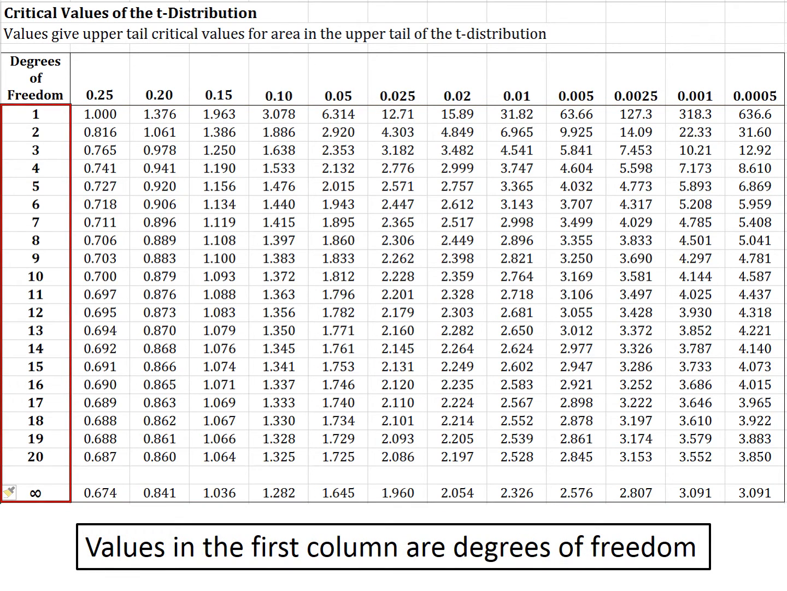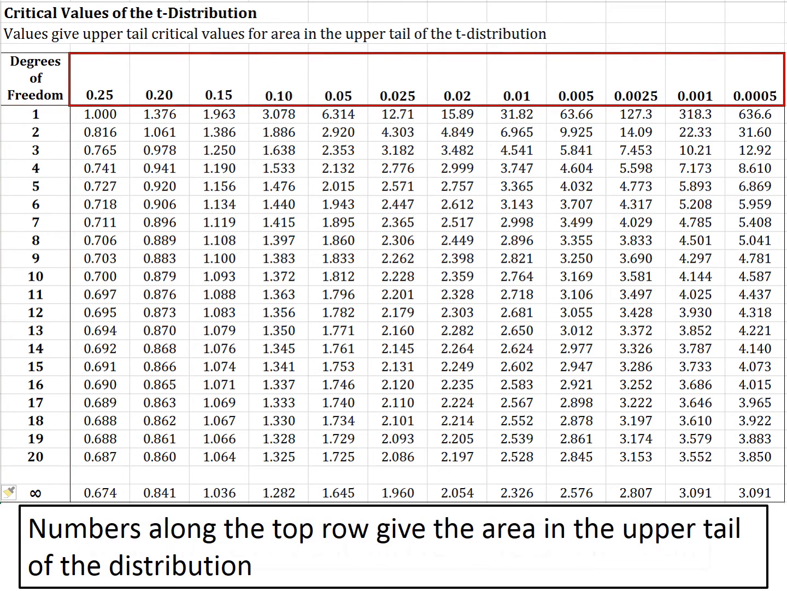The values along the first column give you the degrees of freedom, and the numbers in the top row give the area in the upper tail of the distribution. Notice that this is different from the standard normal distribution. The standard normal distribution table gave you the area to the left of the desired z-score. In the t-table, we have the areas to the right in the upper tail. For example, if you wanted the 80th percentile, you would find the column marked 0.2, because the 80th percentile has 20% of the area above it.